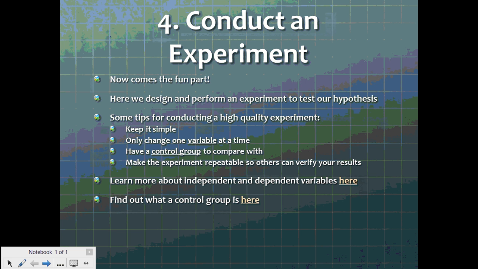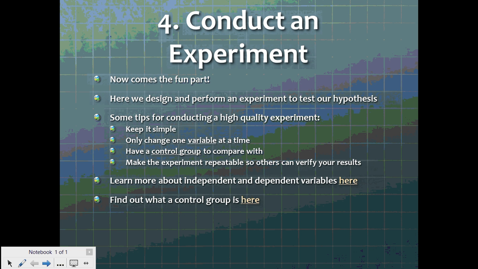Now comes the fun part. Here we design and perform an experiment to test our hypothesis. Some tips for conducting a high-quality experiment. Keep it simple. Only change one variable at a time.